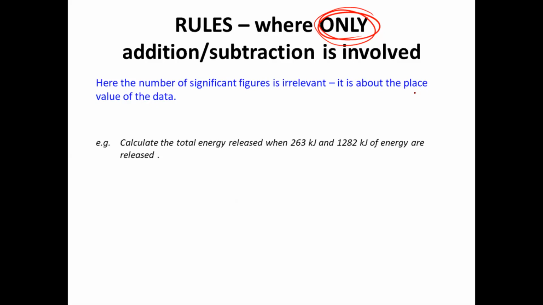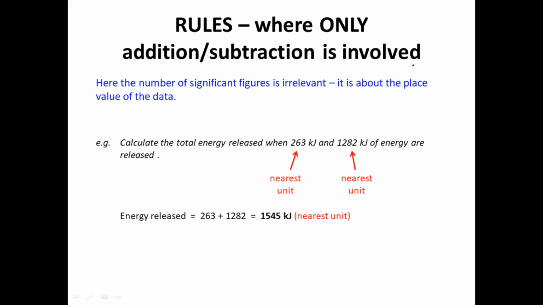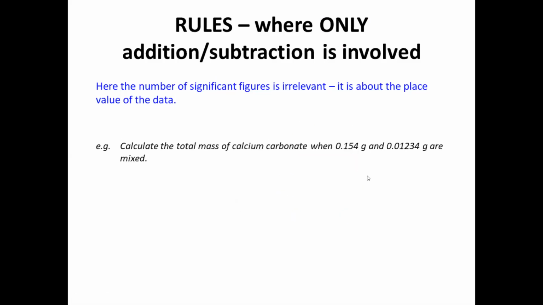Okay. So, for example, you've got this. The total energy is needed. So these were the two amounts. So you would add them, right? But they are both to the nearest unit. So that's the place value of the data, the nearest unit. It could be to 1 decimal point, to 2 decimal points. That's also place value. So that means you give your answer to the nearest unit. Then it doesn't matter that this is 4 significant figures, 3 significant figures. That's not what you look at. You look at the fact that both are to the nearest unit, and that's what matters.